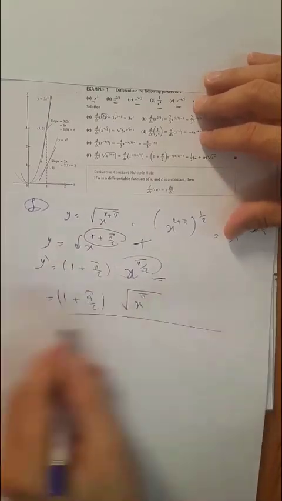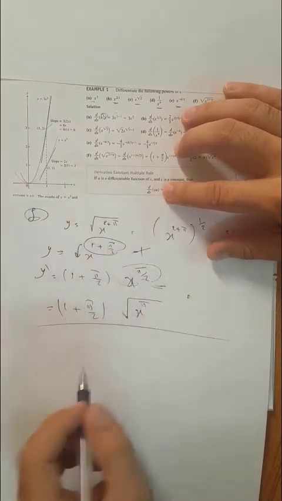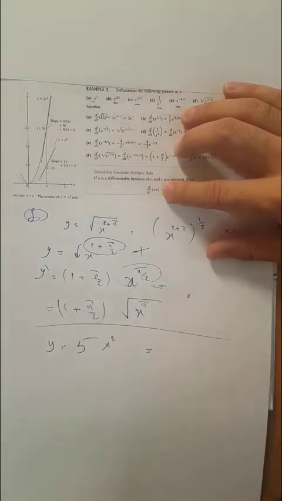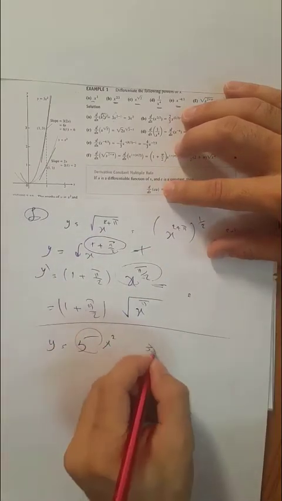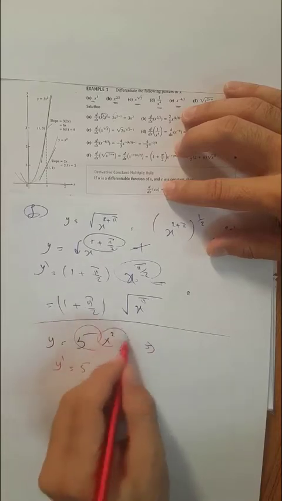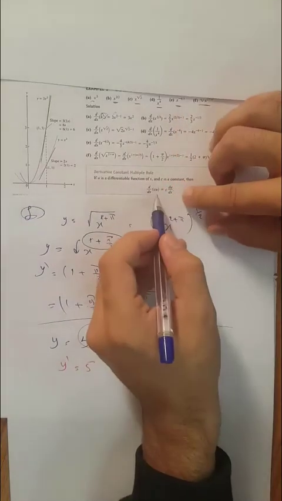That's all about rule number 1. How about rule number 2, the derivative of a constant multiple? If you have, for example, y is equal to 5x squared, the 5 will come out at the derivative, 5 will come out without anything, and we differentiate x squared to get 2x. So that's all about the constant.